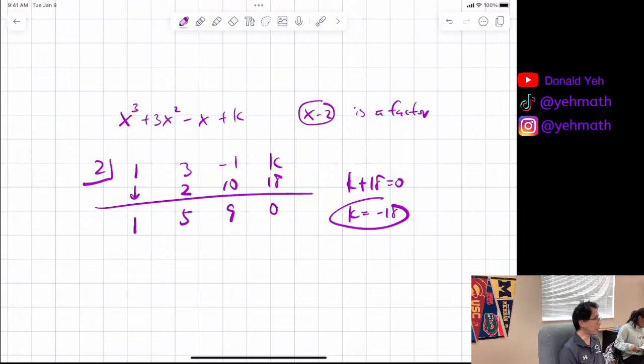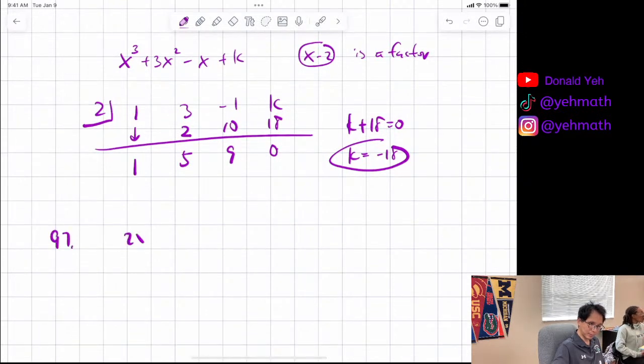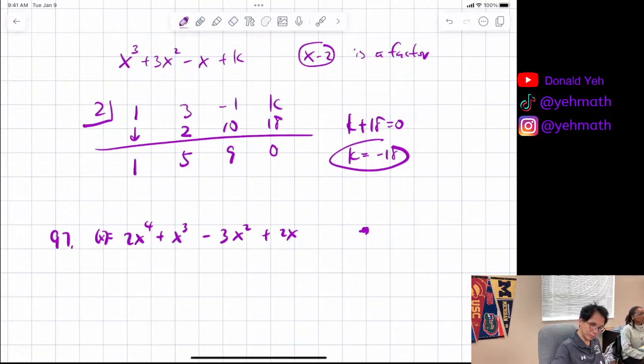No other question? No graphing questions? 97? What's 97 say? 2x to the 4th plus x to the 3rd minus 3x squared plus 2x, and then it's p of negative 4. So this is a p of x, I assume? Oh, p. Okay, so p of negative 4.